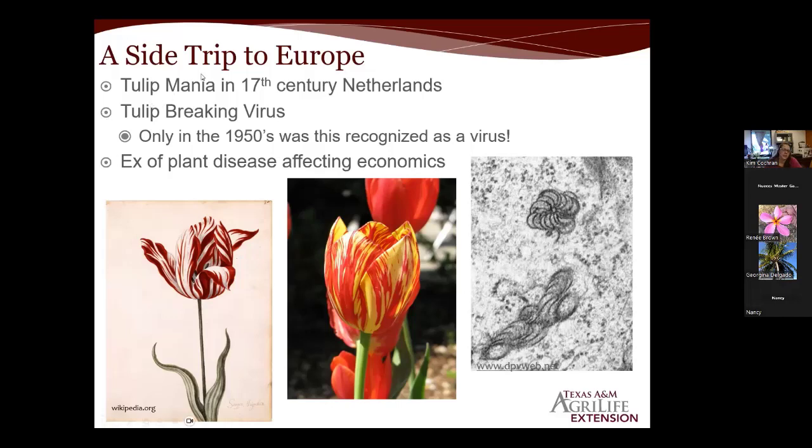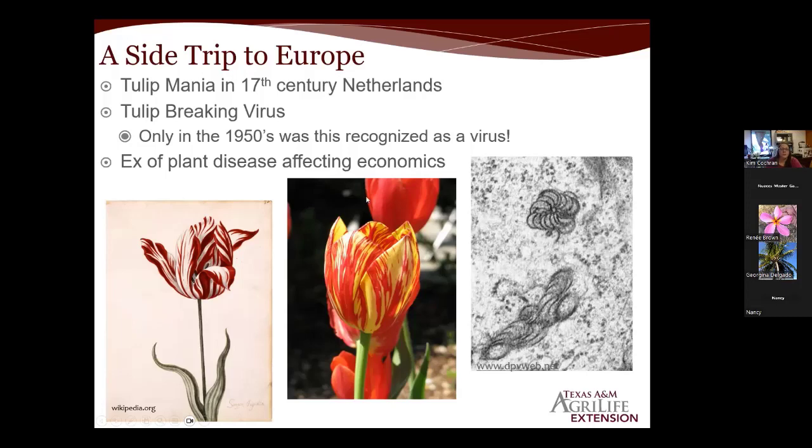And eventually, after a few generations, they would just kind of die out and have a lack of vigor, and they couldn't propagate them any longer. And no one could figure out why. Well, in the 1950s, it was actually recognized as a virus. And nowadays, our streaky tulips are due to breeding, not to a virus. Or at least commercial varieties that look like that are due to breeding.